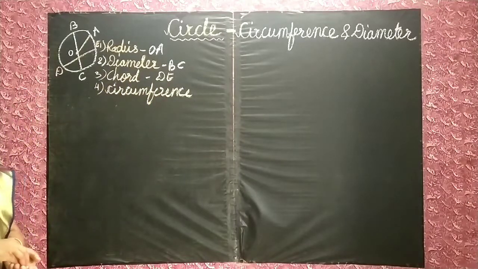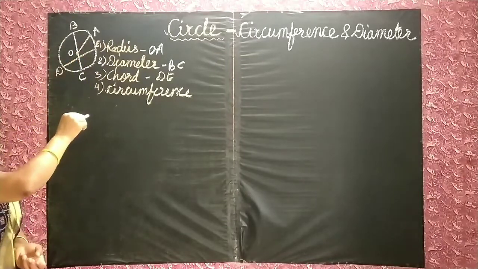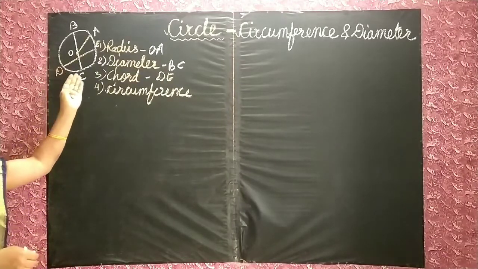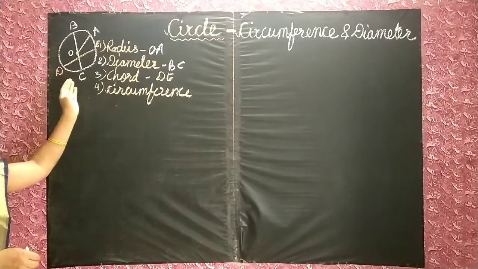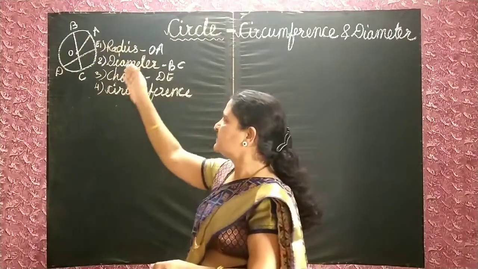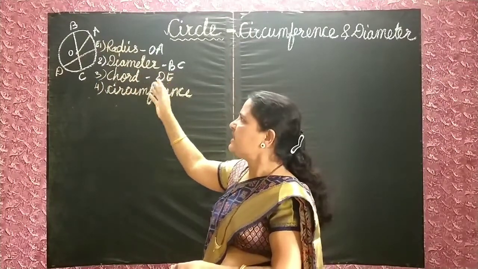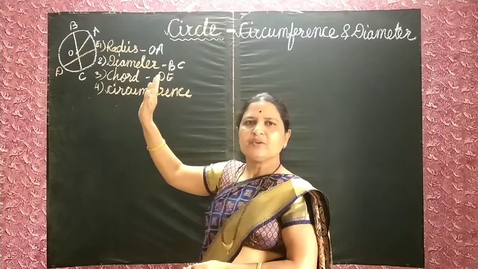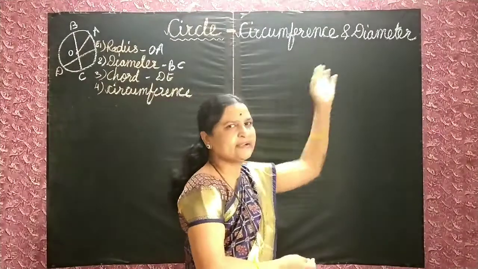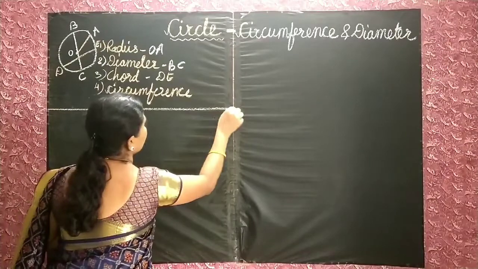Now next is the circumference of the circle. This outer boundary is called the circumference of the circle, and the circumference is the perimeter of the circle. So these are the different parts of a circle. These parts we have studied already in our previous class. Today we are going to see a very important topic, the relationship between circumference and diameter.